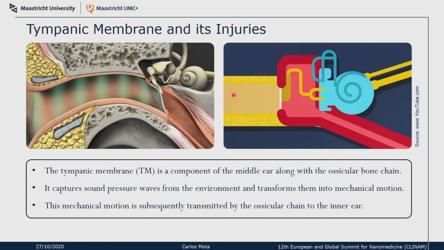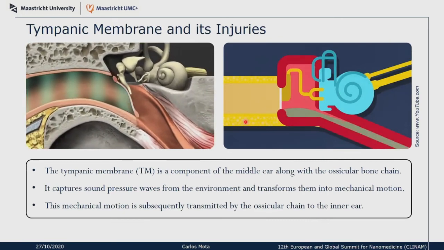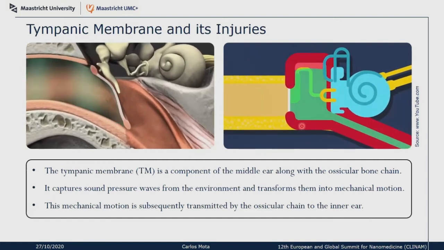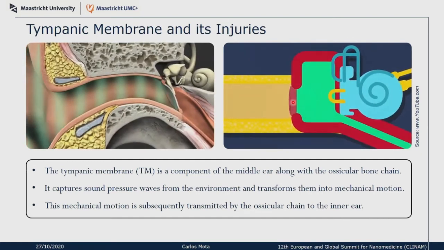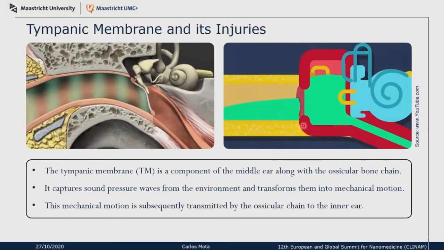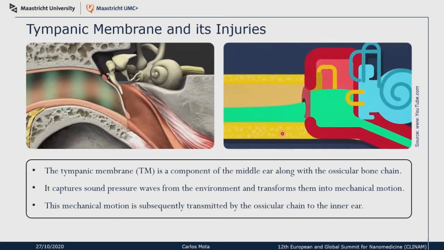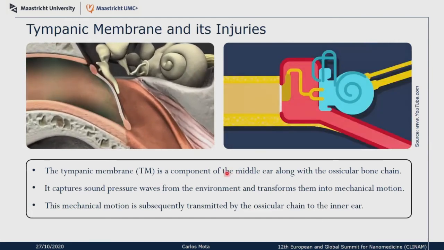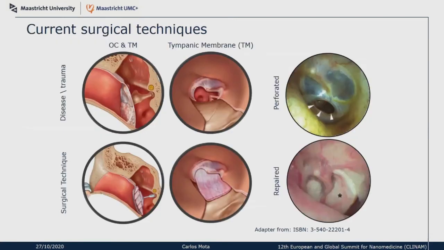Normally, the tympanic membrane can be affected by chronic inflammation or trauma. When chronic inflammation occurs, for instance in cases of cholesteatoma, the membrane can rupture and you have a perforation that can be persistent. In these cases, clinicians normally use autologous tissue, typically temporalis fascia or cartilage, placed either on top of or underneath the tympanic membrane.